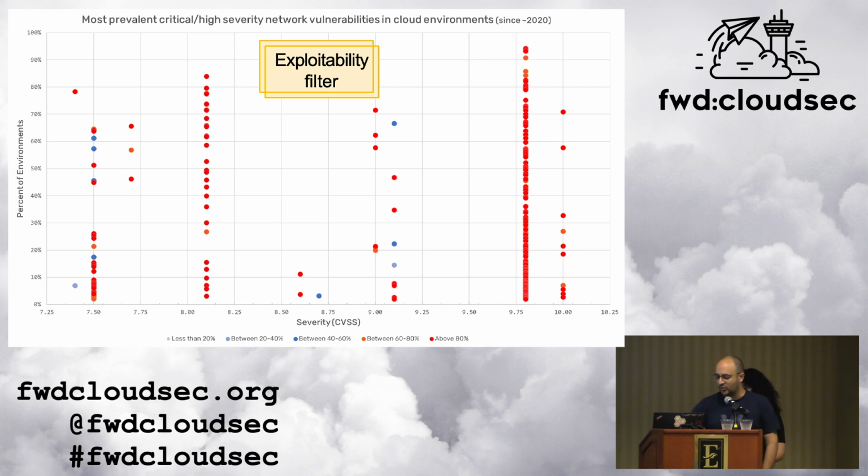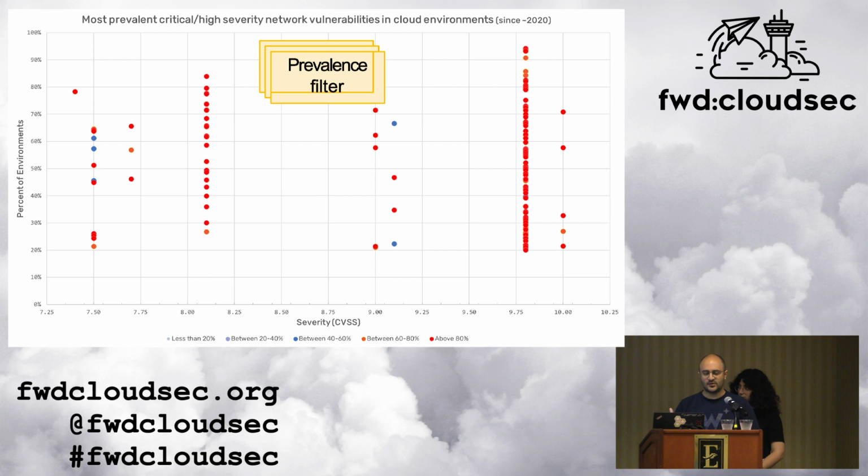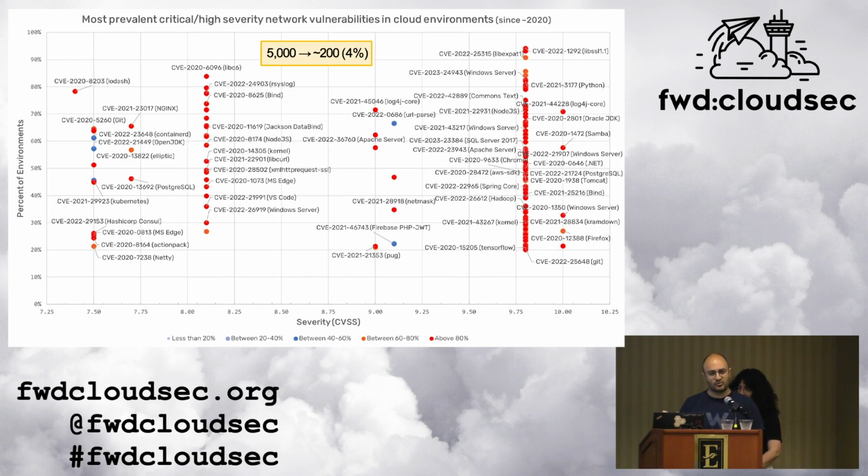And the last thing we can do is apply a prevalence filter to focus on stuff that exists in more than 20% of cloud environments. So obviously, if something exists in your cloud environment, it is of concern. But since this is a research talk, and since we want to focus on the big picture, we want to see what is likely to exist in the vast majority of cloud environments. So once we apply all these filters, we're left with a relatively minuscule number of about 180 out of 3,000, which is about 3%.